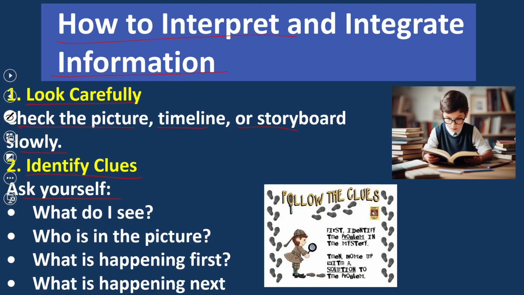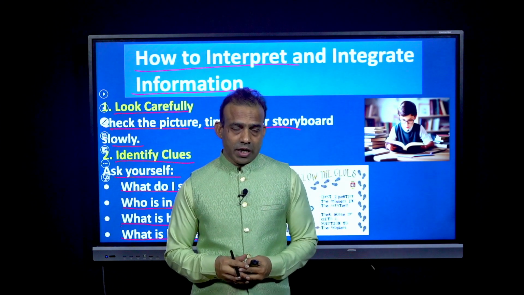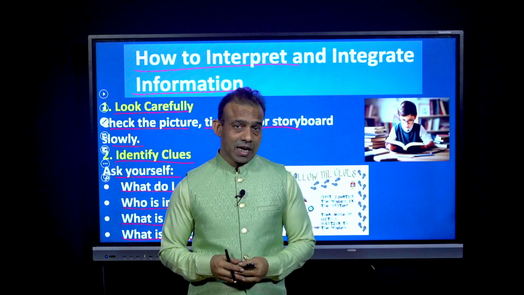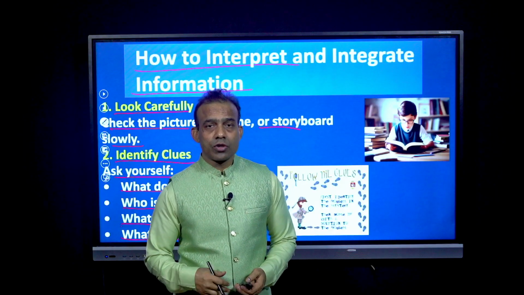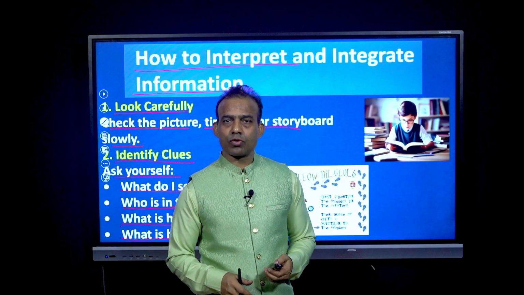Now ask yourself: if you want to identify clues from the picture, you have to ask some questions of yourself. What do I see? What is in the picture? What is happening first? What is happening next? If we can answer these questions, we can easily interpret the information. And if we have reached the correct information, then we will be able to integrate this information as well. So, dear students, this is the process in which we can easily understand and locate the clues. Now, move to the next slide.